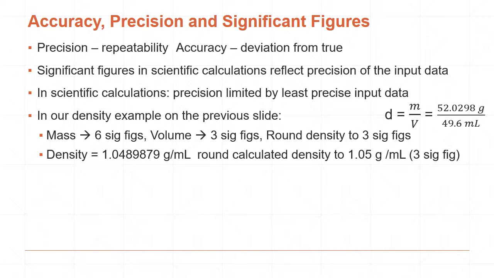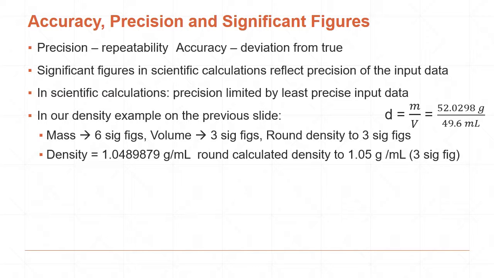The volume, 49.6 milliliters, has 3 significant figures. Now what that means is that I have 3 digits of precision in my volume, 6 digits of precision in my mass. So when I take the ratio of those two, the density can't be any more precise than the least precise measurement, which was volume.